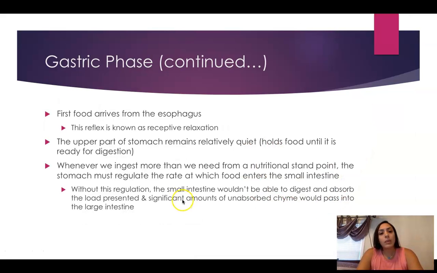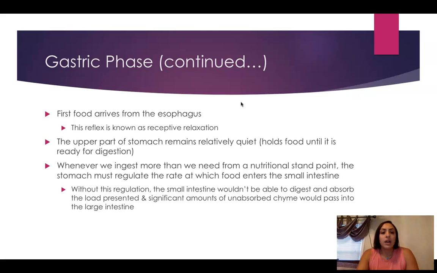Okay, so first, food arrives from the esophagus, and that reflex is known as receptive relaxation. When you eat, food goes through your esophagus into the stomach. That's a receptive relaxation. The upper part of your stomach remains relatively quiet, and it holds the food until it is ready for digestion. And that's where the metabolism kicks into place. If you have a slow metabolism versus a fast metabolism, that's going to determine how long the food is held in the upper part of the stomach.